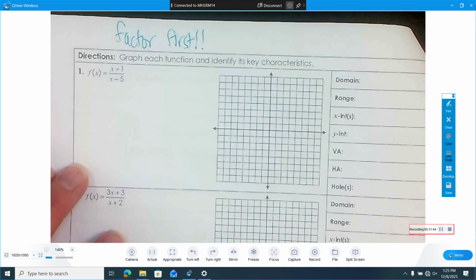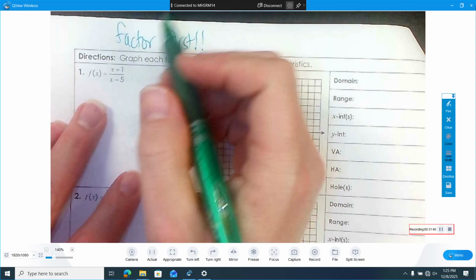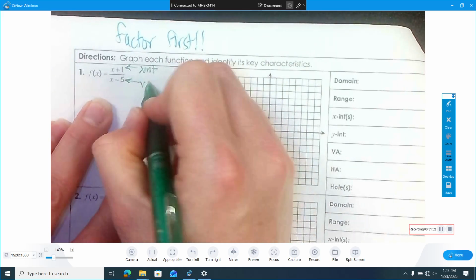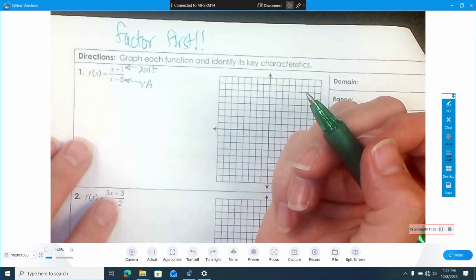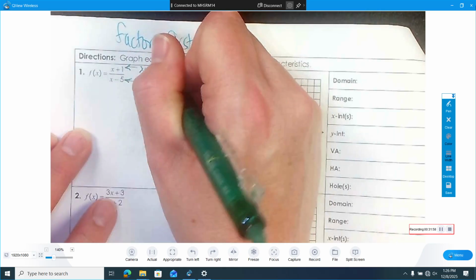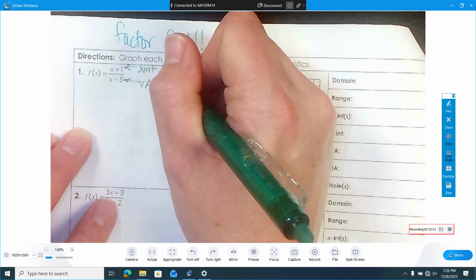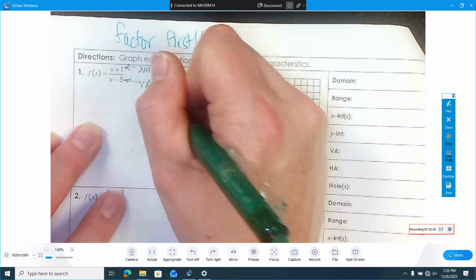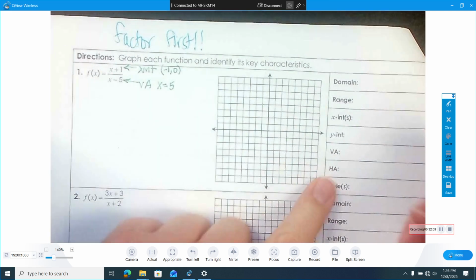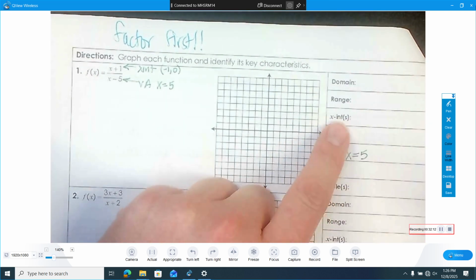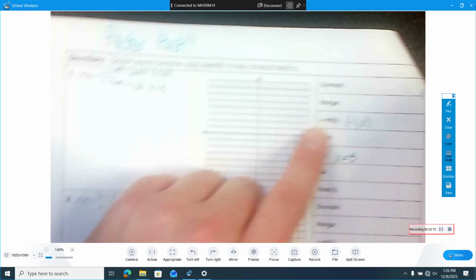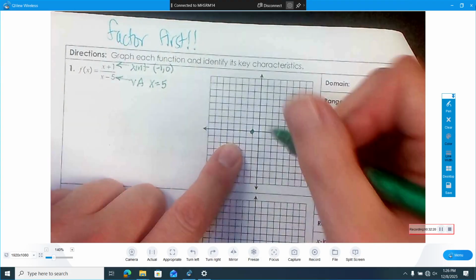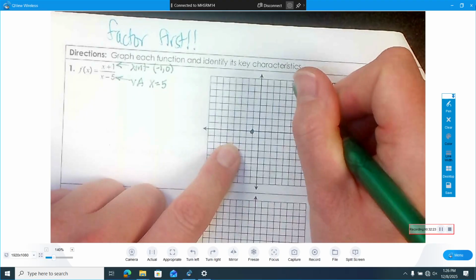Can we do any factoring? No, we cannot. So the top is going to give me my x-intercepts, and the bottom gives me my vertical asymptotes. And there's no holes here. So what is my x-intercept? Yeah, negative 1, 0. And my vertical asymptote is at x equals 5. Very good. So I'm going to plot that, negative 1, 0, and I have my vertical asymptote at 5. 1, 2, 3, 4, 5.